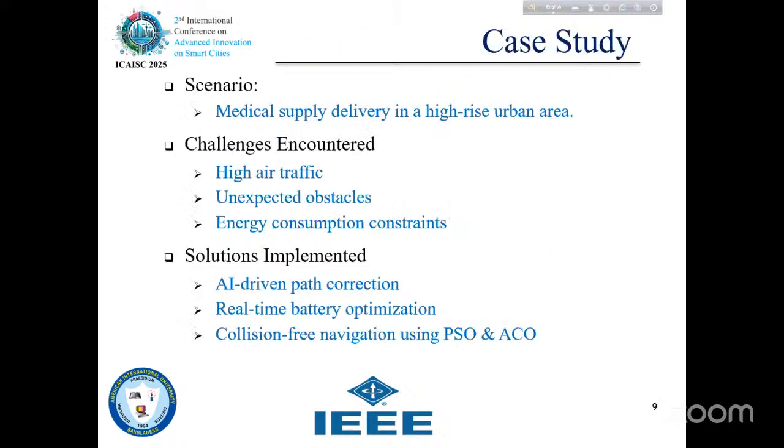Okay, let's understand our proposed system with a hypothetical case study. In the scenario of medical supply delivery in a high-rise urban area, several challenges were encountered, including higher traffic, unexpected obstacles like buildings and other airborne issues. The system implemented AI-driven path correction to dynamically adjust the flight routes so drones could adapt their path based on their energy levels, preventing battery depletion during flights.